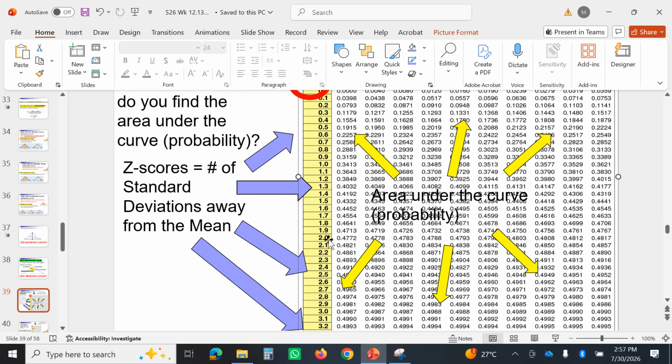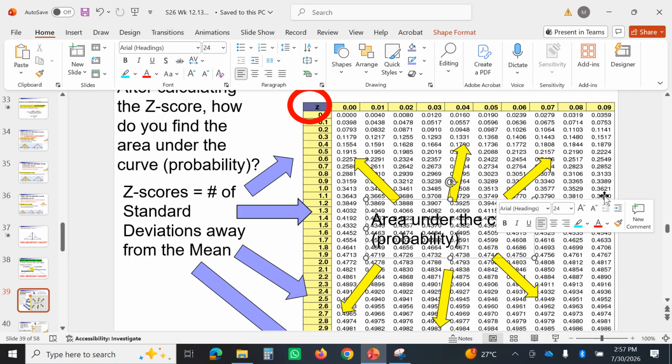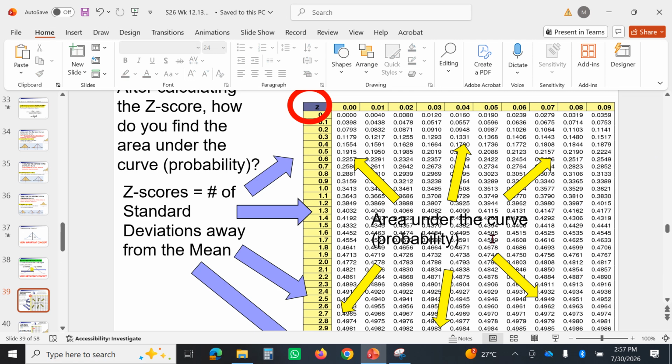We could go to 2 standard deviations. I could go to 1.75 standard deviations. 1.7 is right here. Go across 0, 1, 2, 3, 4, 5. There's your 5 right there. So 1.75 is 0.4599. So there's a 45.99% chance that that event will happen at 1.75 standard deviations.